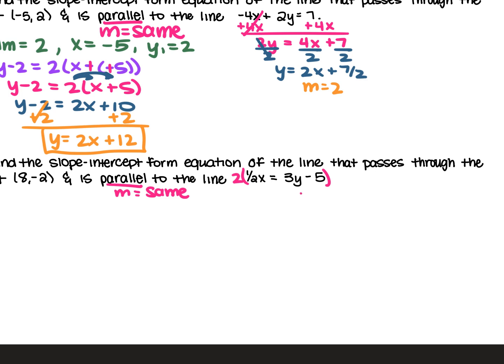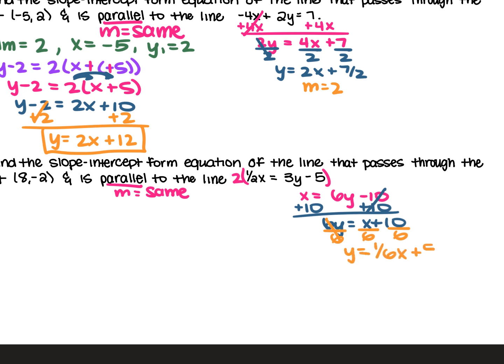So that's going to give me x = 6y - 10. To me, it's just easier not to work with the fraction, so I just eliminate it. From here, we're going to add the 10 over. That's going to give us 6y = x + 10. Then we're going to divide each side by the 6 to get y = 1/6 x + 5/3. The slope from this line is 1/6, so we'll keep the slope of the parallel line as 1/6.